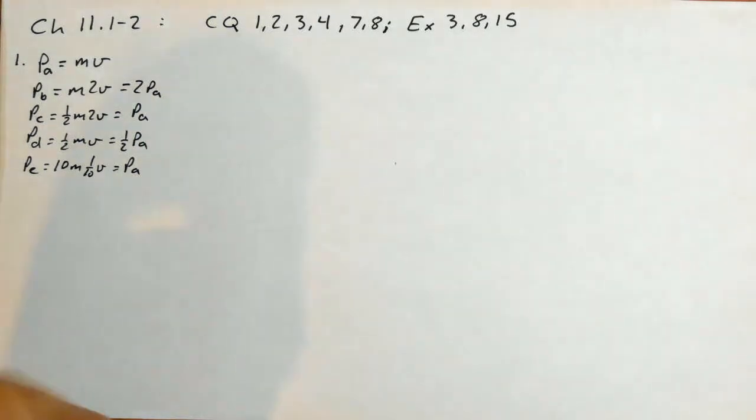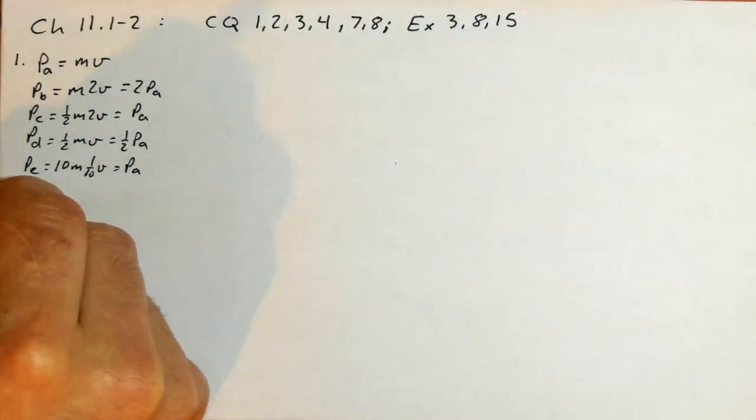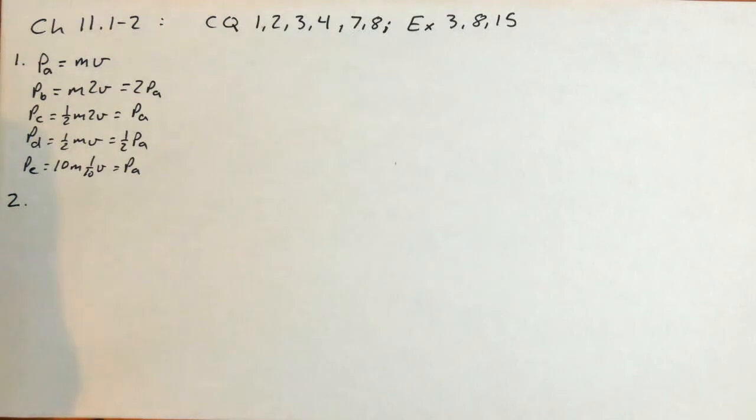All right, let's move on to number 2. Go ahead and take a look at number 2. Okay, we have a 2 kilogram object that's moving with a certain speed, 1 meter per second, and then experiences this impulse of 4 Newton seconds. How is impulse related to momentum?